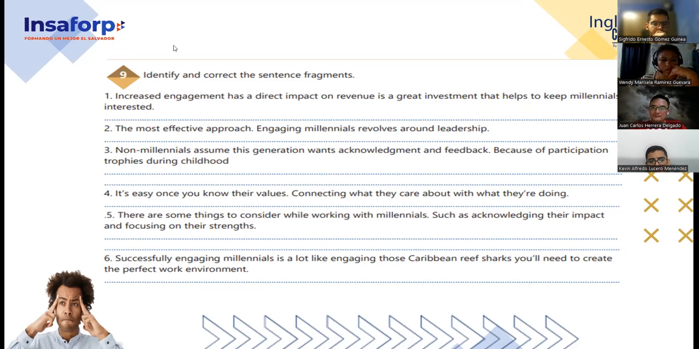So we have a general idea about that. The goal is to make that sentence make sense, that has a clear idea when you read it. That's the main goal of that. Let's see the number four. It says that it's easy once you know their values, connecting what they care about with what they are doing. This number four is pretty easy. What do you have for this one? What idea do you have, guys?